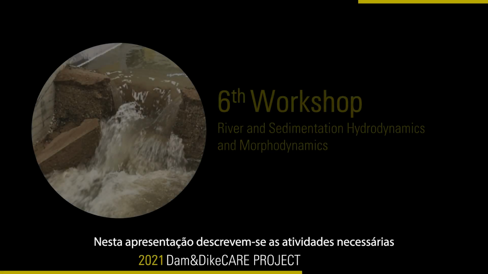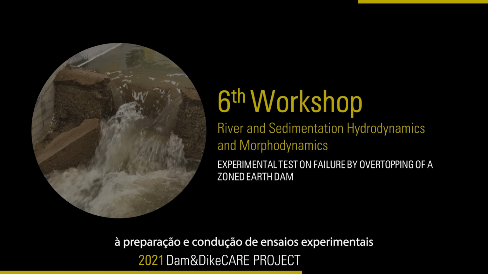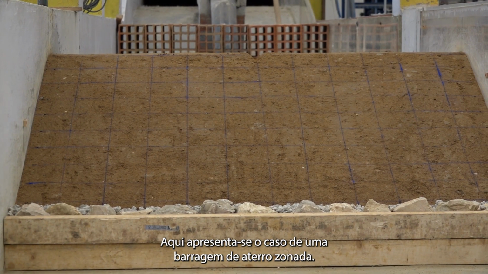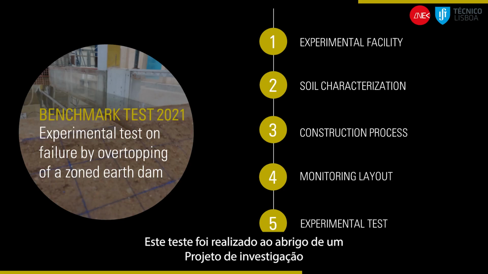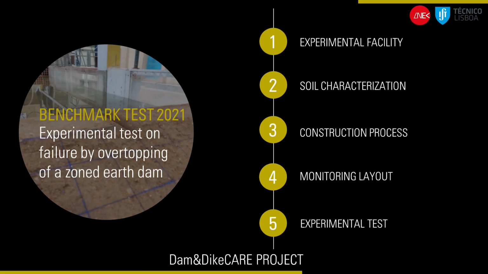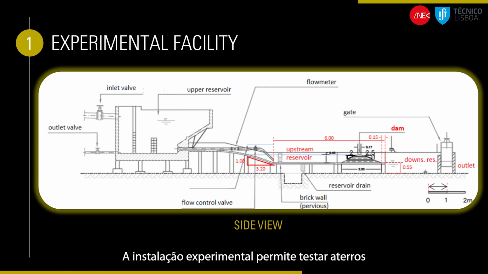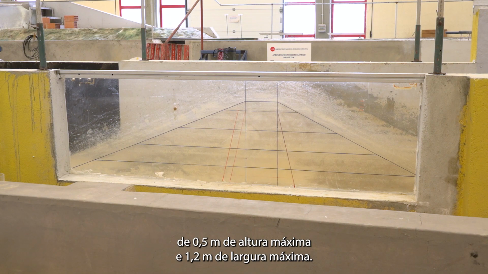Framework. In this presentation, we describe the work necessary to prepare and conduct experimental tests on failure by overtopping of embankment dams. In this case, we present the case of a zoned earth dam. This test was carried out in the scope of the project Dam&DikeCare, financed by the National Foundation for Science and Technology. The experimental facility allows us to test embankments up to ½ meter tall and 1.20 meters wide.